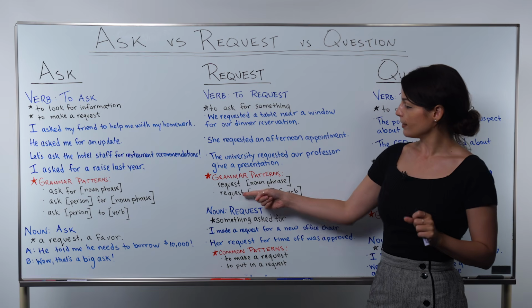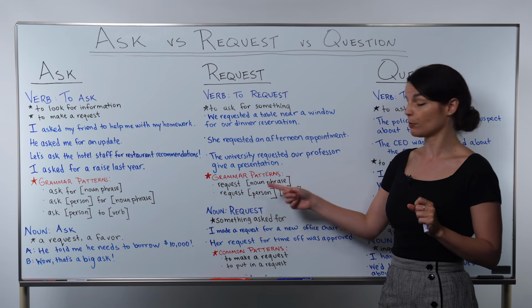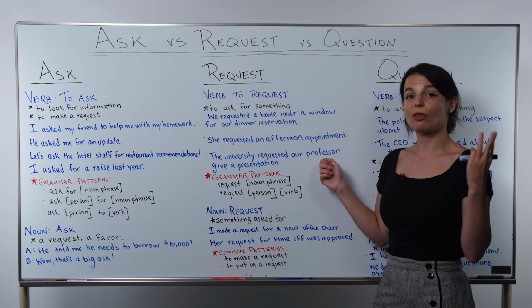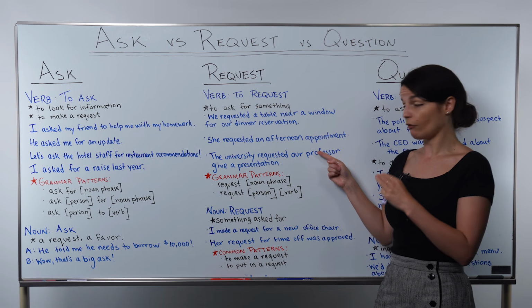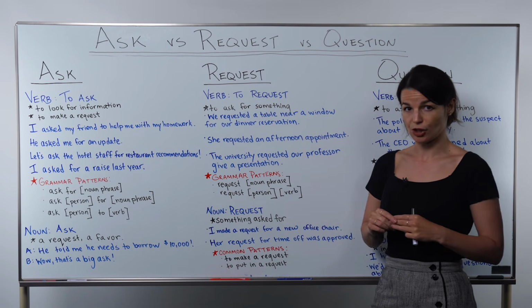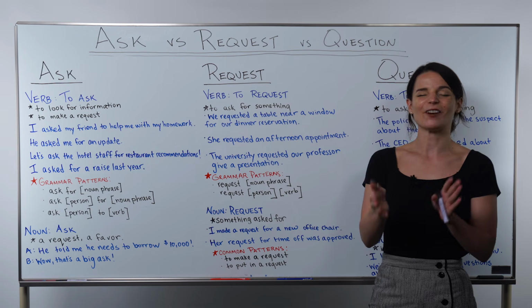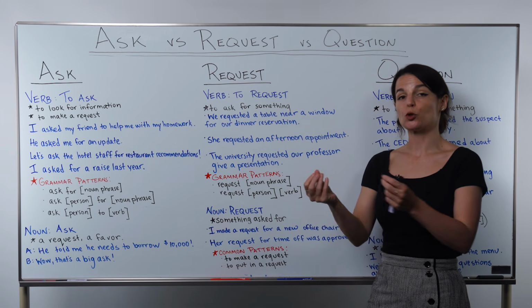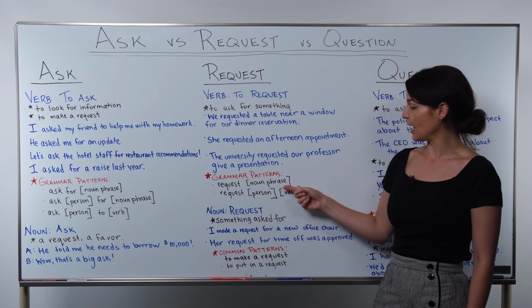Second one then. The second pattern here is request plus person and verb. Request, person, verb. We see this in the third example sentence here, right? The university requested our professor give a presentation. So in this case, we are looking at a request, someone asking someone else to do something, right? So we have request, person, and verb.